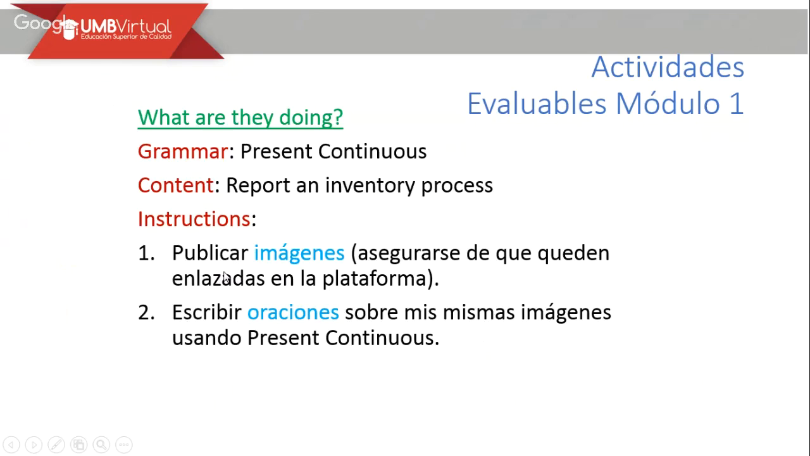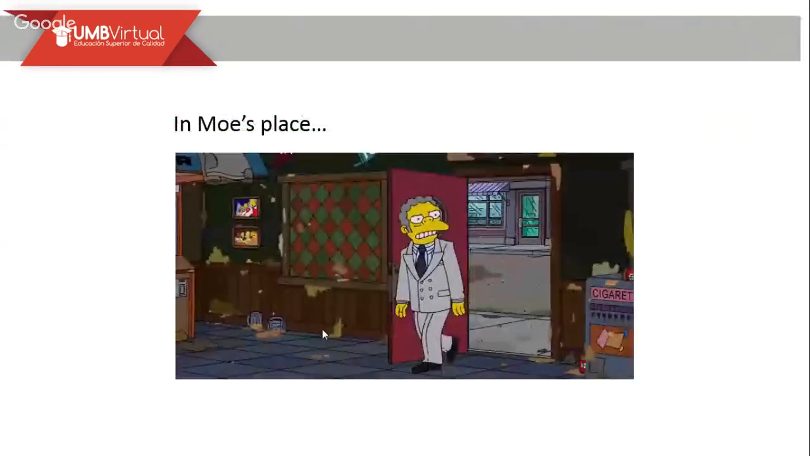So first of all, you are going to publish different images, or you are going to make sure that those are going to be linked into the platform, of course. Later, you're going to write some sentences talking about the same images using present continuous. Como ustedes están hablando sobre el reporte del proceso de inventario, entonces van a tener en cuenta varias imágenes y de acuerdo a estas, van a construir por cada una de ellas una oración utilizando el presente continuo. For example, in most places, what can you say this person is doing?